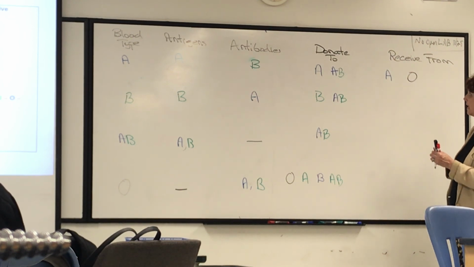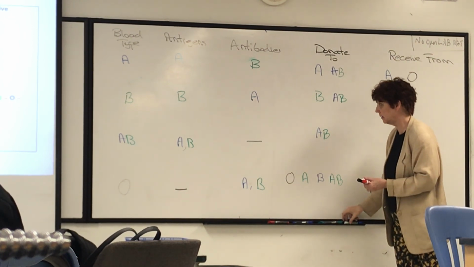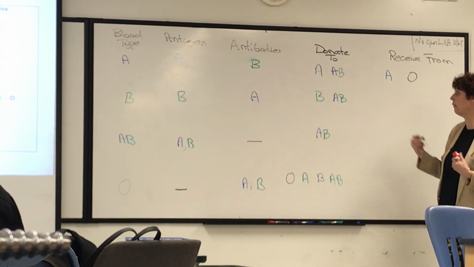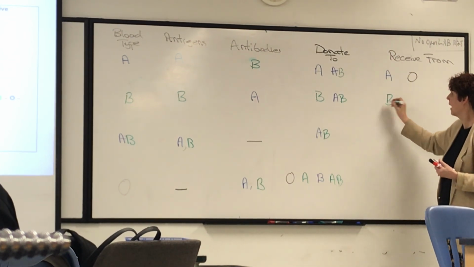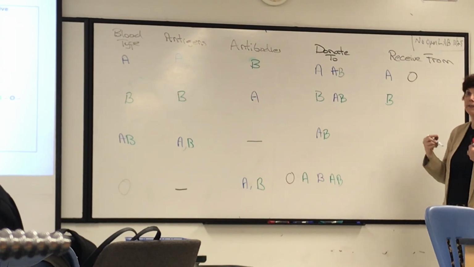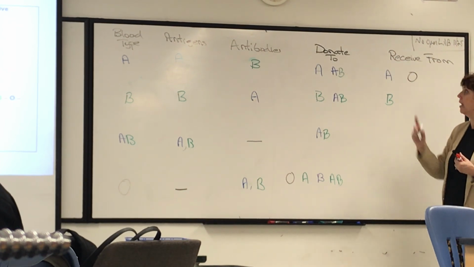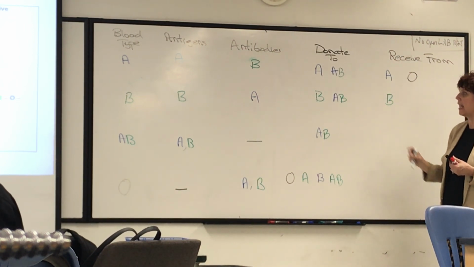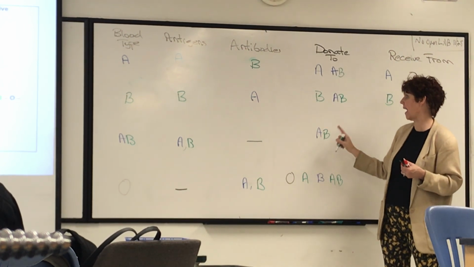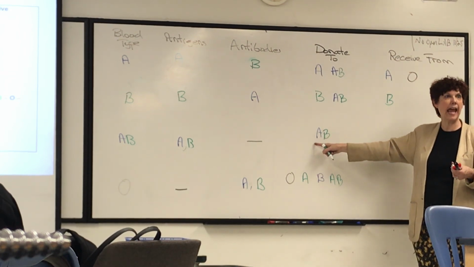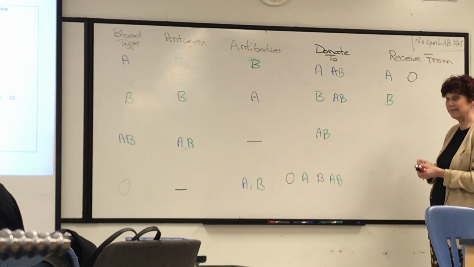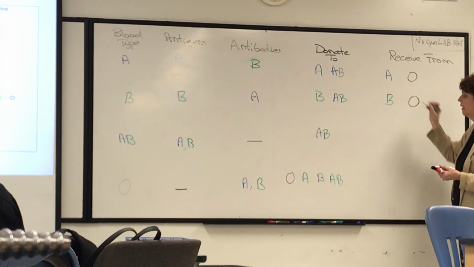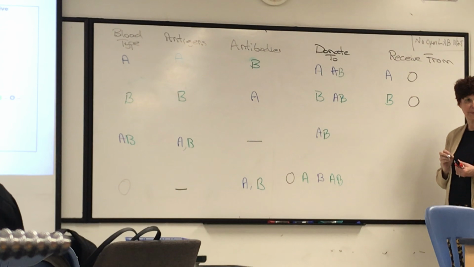So if I'm B, can I receive blood from B? Yeah, I can always donate to or receive from my same blood type. However, I have a whole pool of antibodies against A. So I can't receive blood type A because I have antibodies against that antigen. And again, I can't receive from AB because I have antibodies against the A part of AB. But since O has no antigens, I can receive from blood type O. Okay?